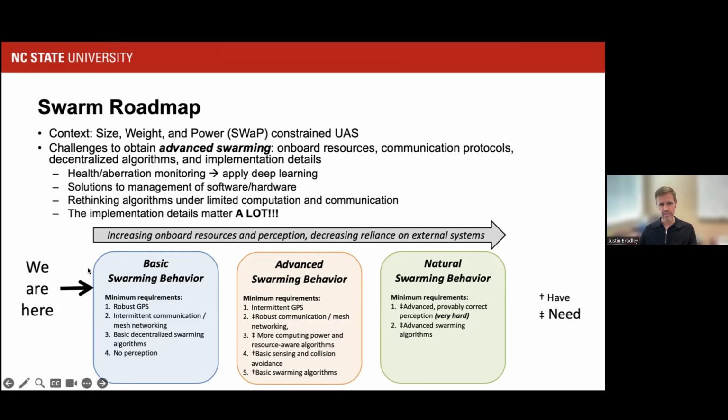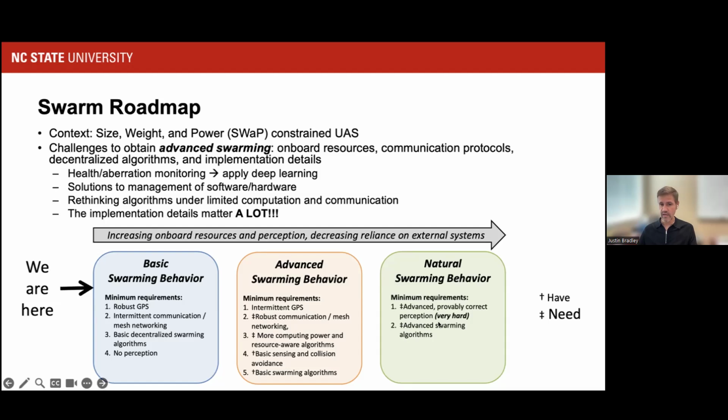At the bottom of this slide, I'm trying to show you where I think we are and what it would take to get here. Right here, right now, I think we're at very basic swarming behavior, where we have robust GPS, but it's not very good. Even if you can do RTK GPS, it's good, but you usually can't. We have intermittent communication and mesh networking that loses connectivity regularly and slows down bandwidth significantly.